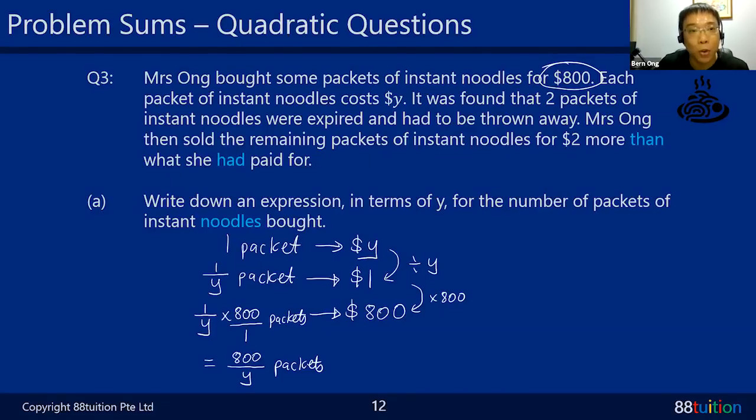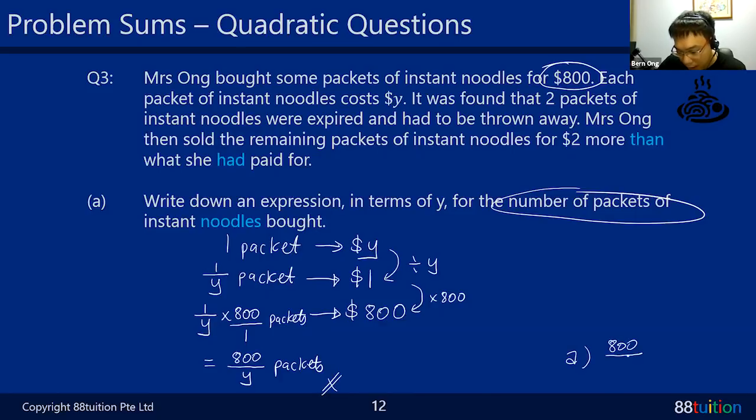Can? All right, so what's happening? Look at the question. Write down an expression in terms of Y for the number of packets of instant noodle bought. This is the answer. So the answer for A is 800 over Y packets of instant noodle that is being bought. Can you see or not? Usually for me, I'll write out the clue first, one packet is Y dollars. Then after that, I'm able to see what the question wants. Come, let's go on to part B.